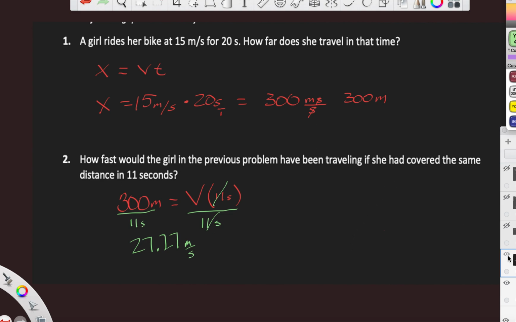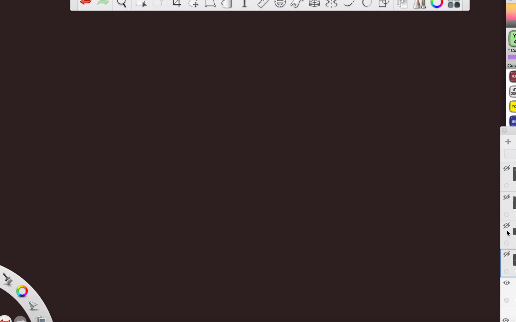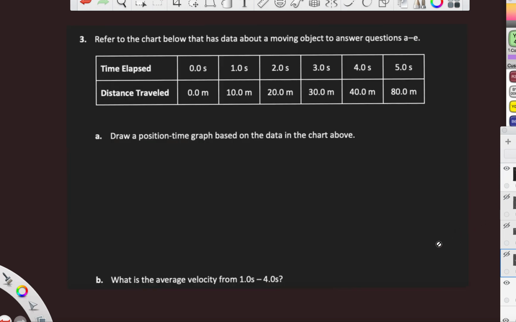Let's get rid of this one and go to the next layer. There it is. I want to draw on it, so I'm going to choose over here. Now, it says refer to the chart below. There's no A through E. I'll fix that in a jiffy. There's just A and B for this, okay?